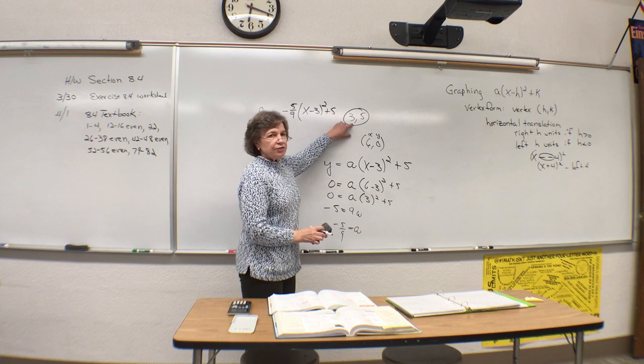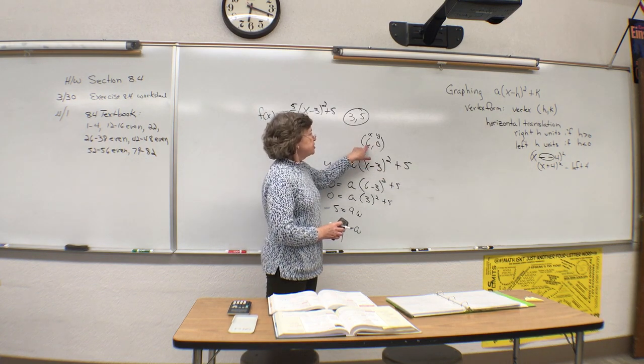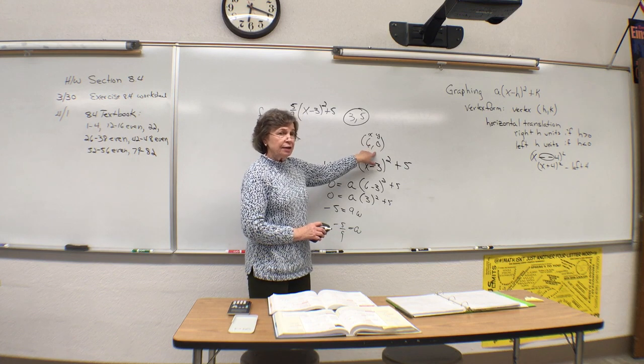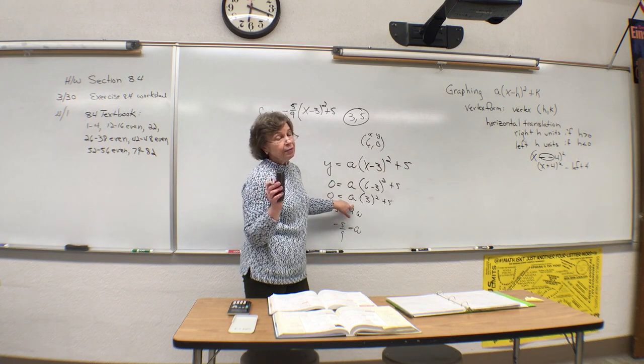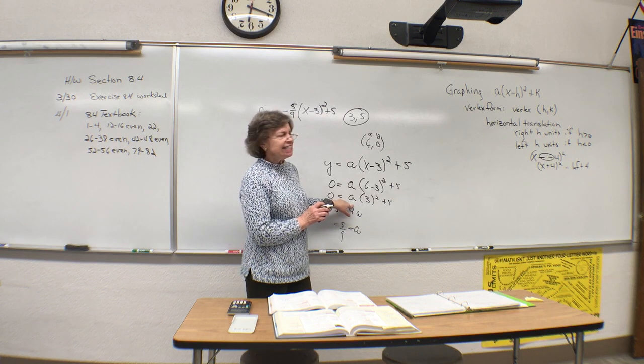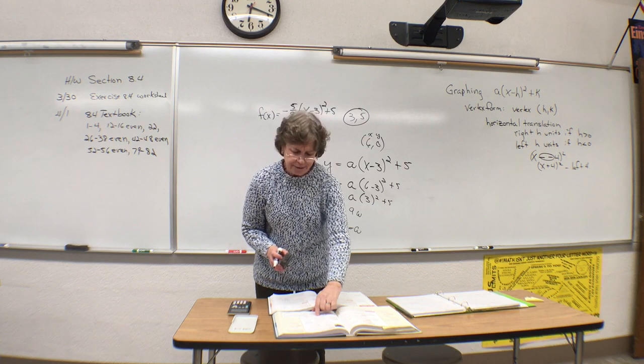I had a point for the vertex that I put in vertex form, and then we use the x and y coordinates from a second point to find our a. And do you know that is a problem that often appears on SATs? So this is an example to study.